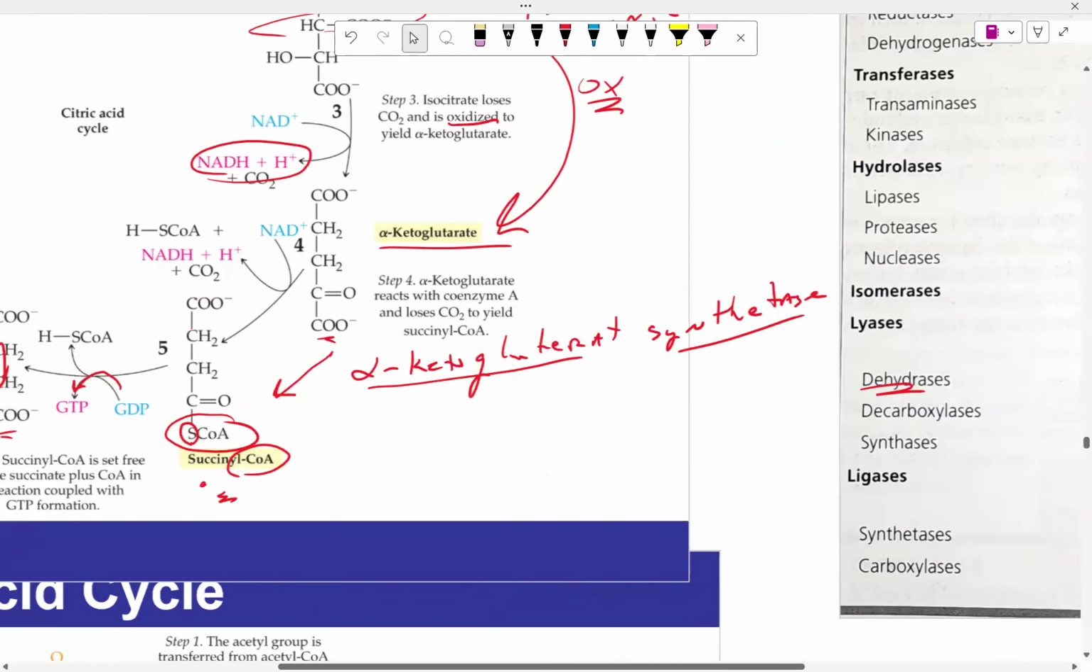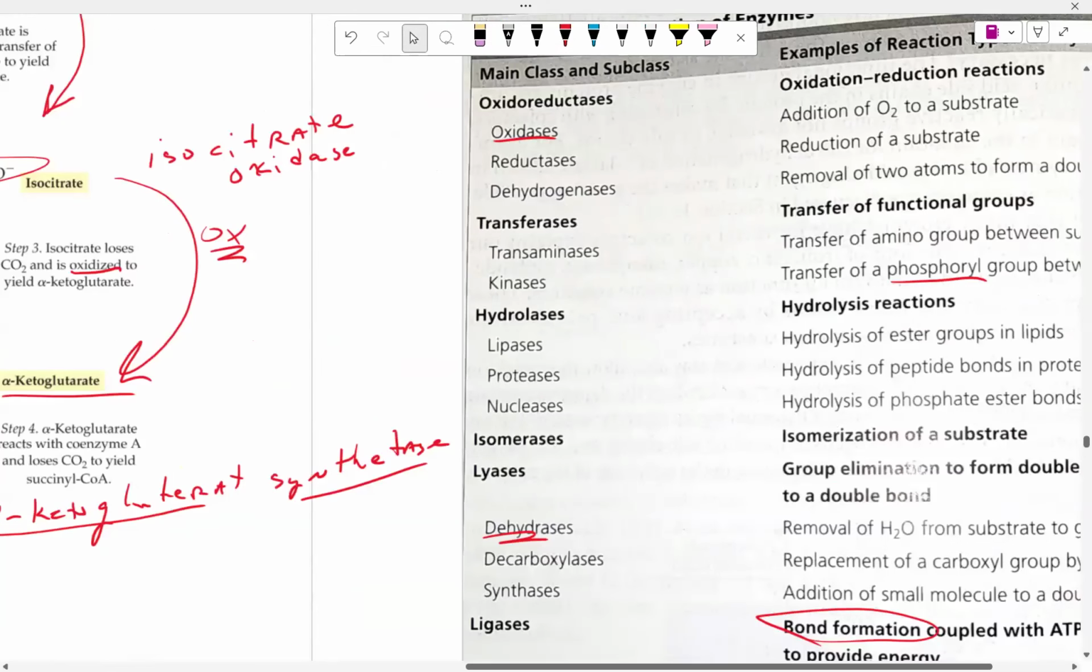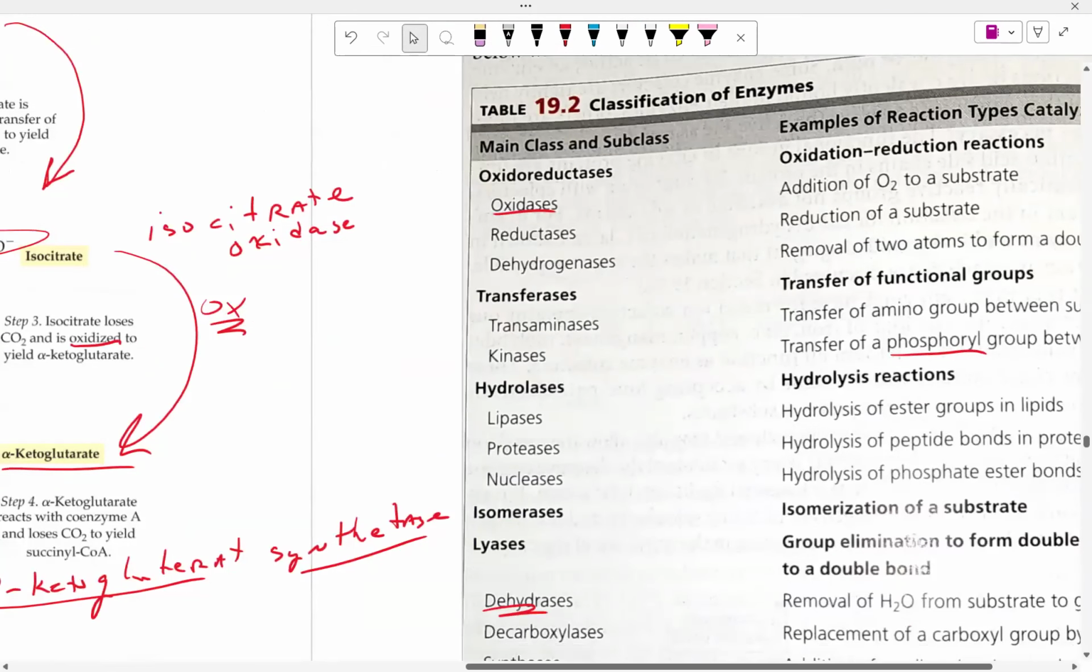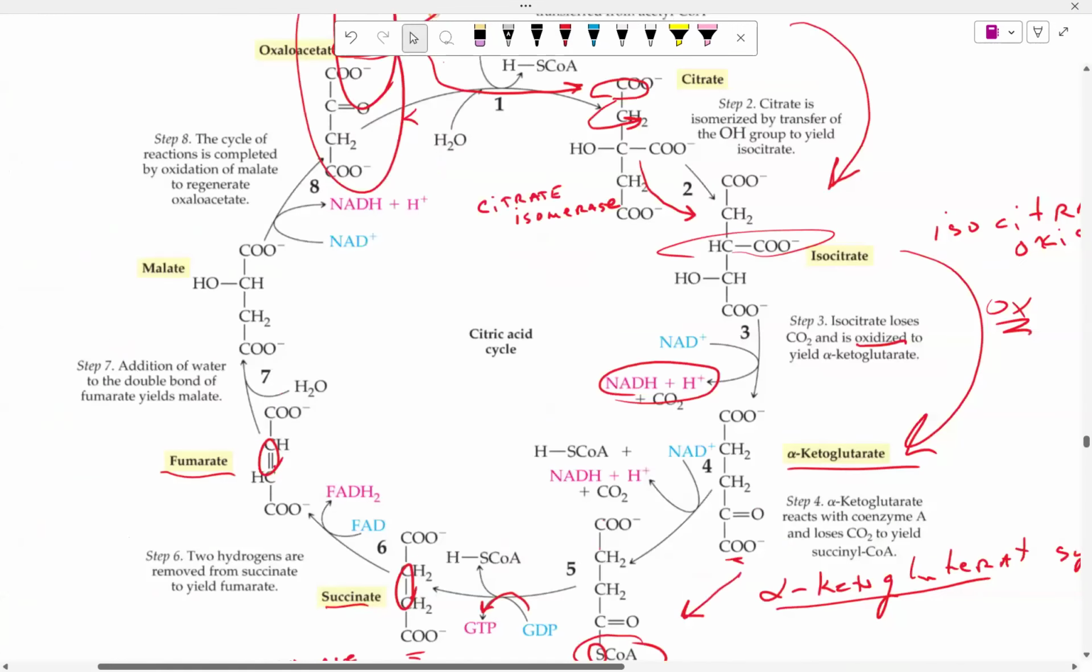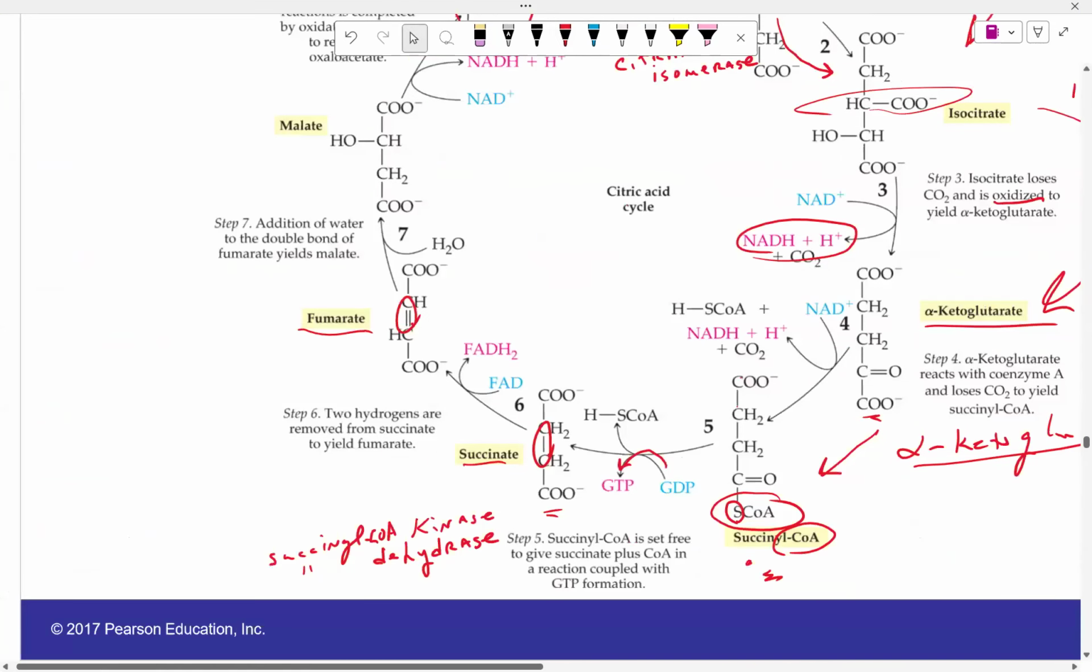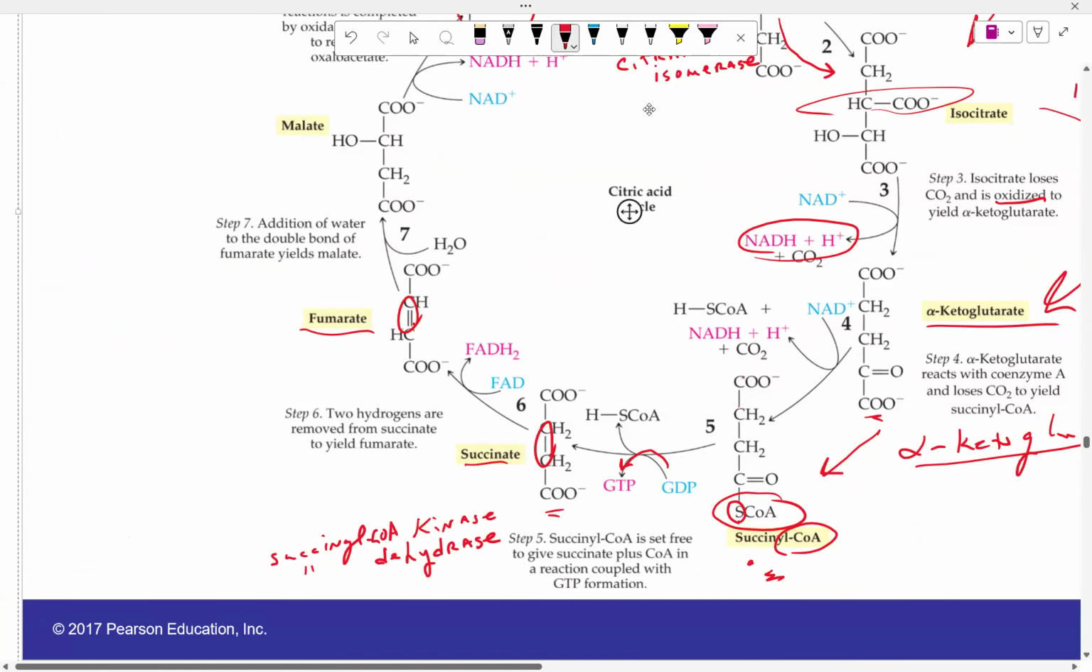So we are going to basically be removing atoms to form a double bond. So that's going to be a dehydrogenase. The substrate is succinate. Dehydrogenase would be the enzyme.